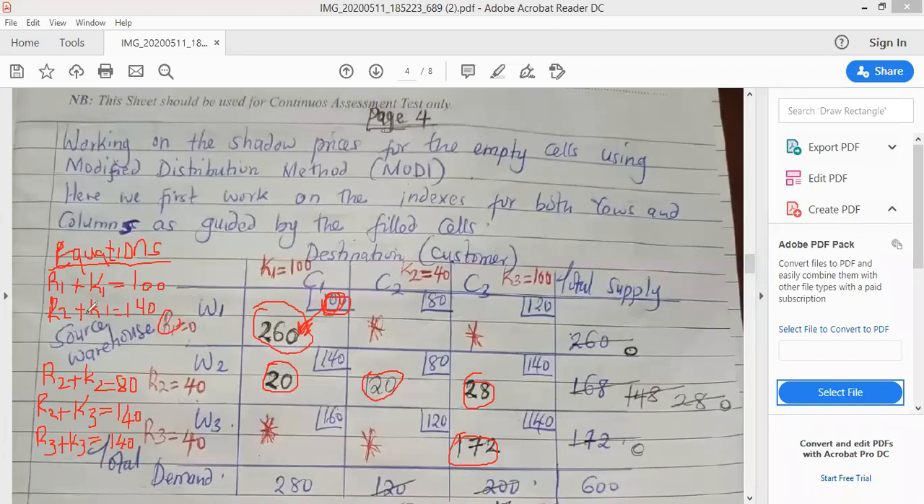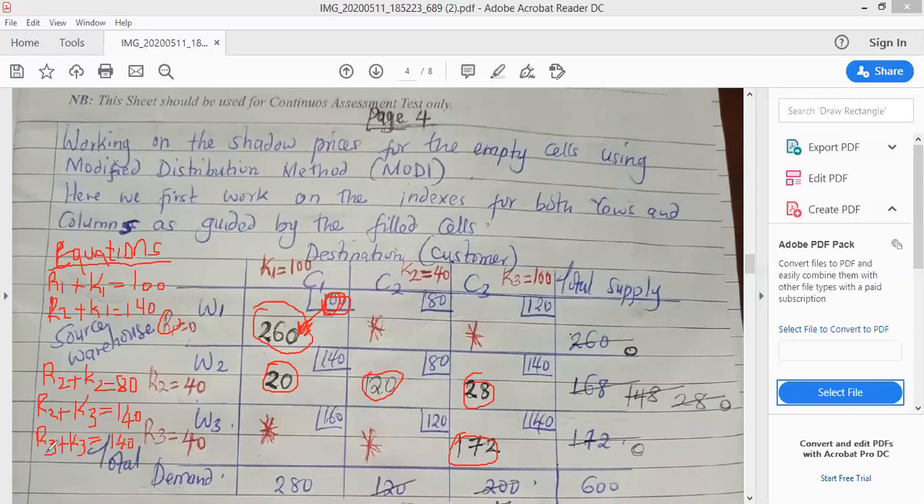Then the moment we find K1, we find R2. If K1 is 100, then R2 will be equivalent to 40, because we take K1 away and the balance would be 40. That is R2. When R2 equals 40 plus K2, not known, is 80, then K2 must be 40. Then if R2 is 40 plus K3 equivalent to 140, then solving the equation, K3 must be 100, the figure that I've indicated there.